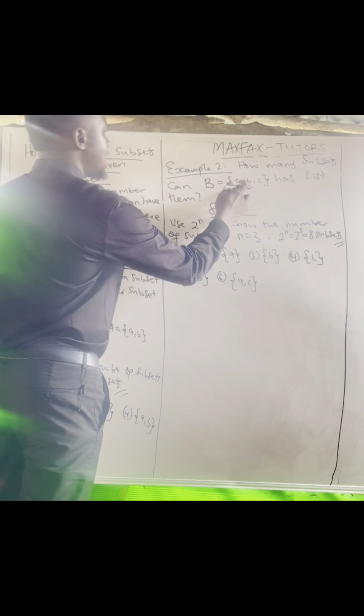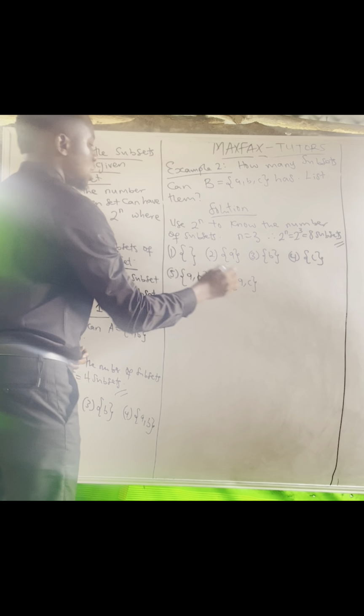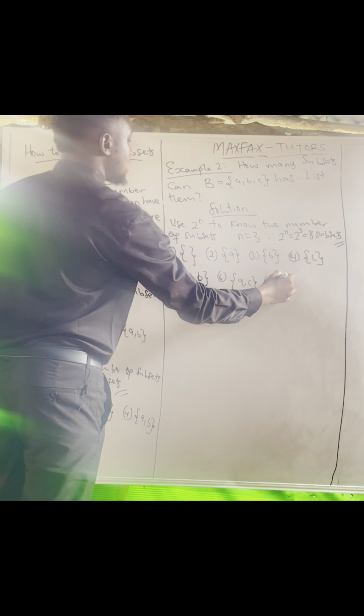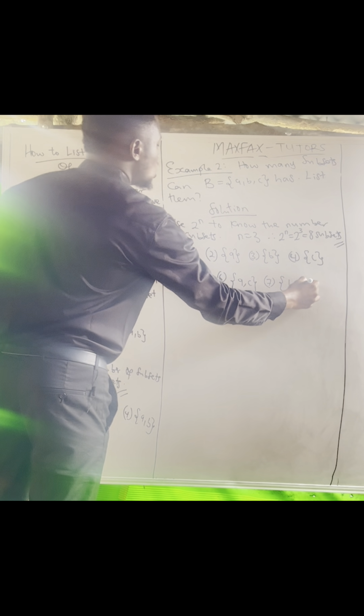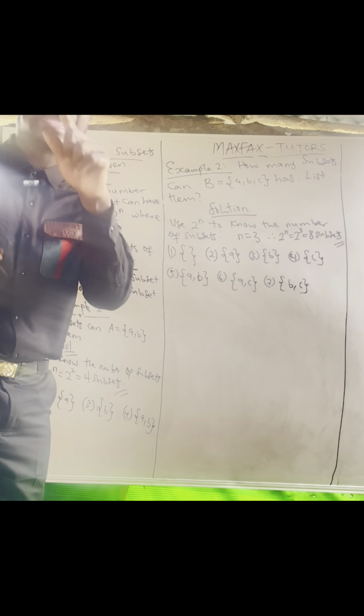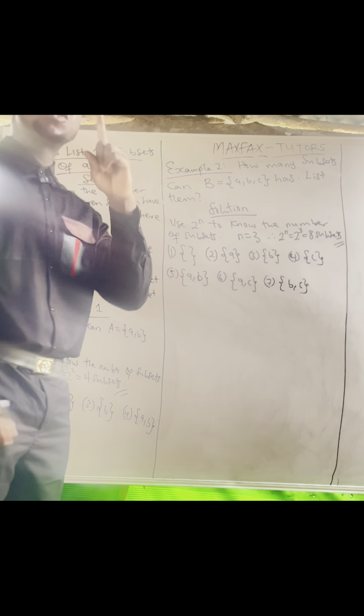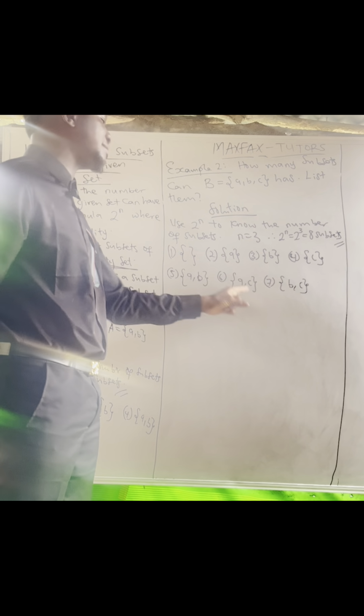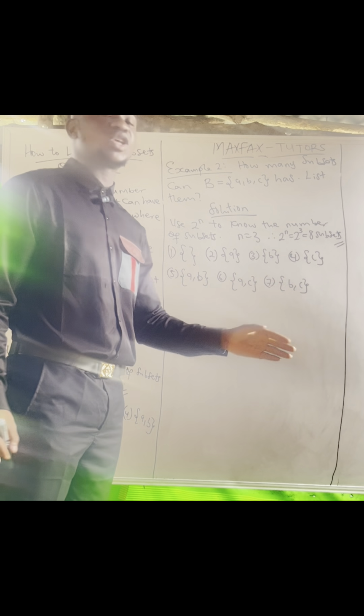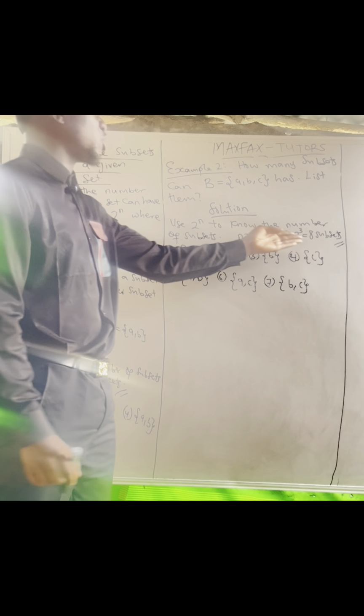Now, once you are done pairing A, B, A, C, the next thing you are going to pair is what? B comma C. So guys, do not forget that once you pair A, B, you must not pair B, A. Once you pair A, C, you must not pair C, A. And once you pair B, C, you must not pair what? C, B.